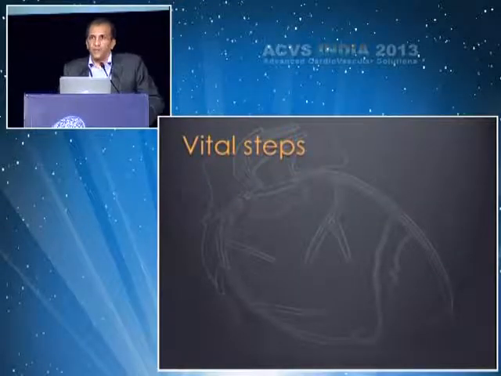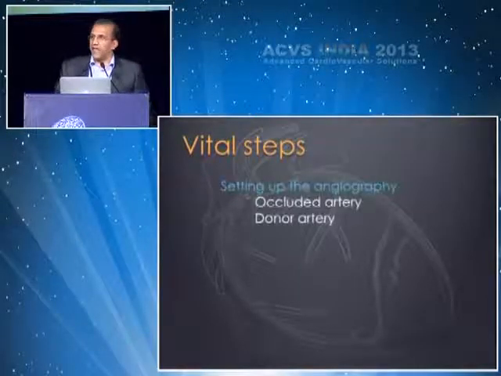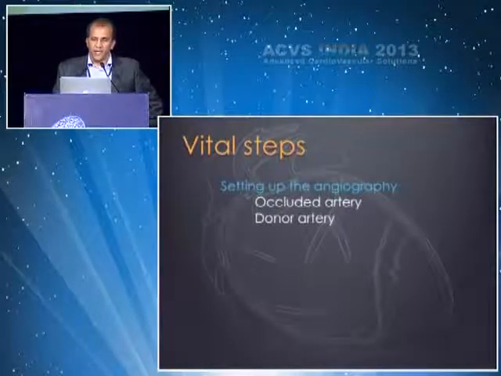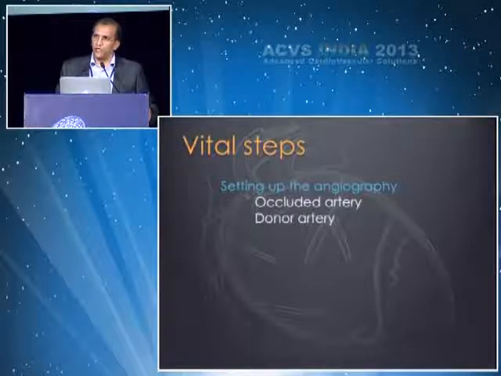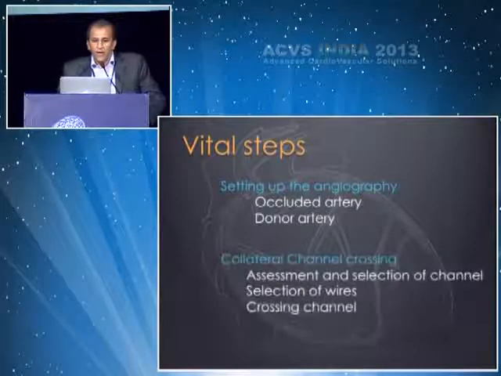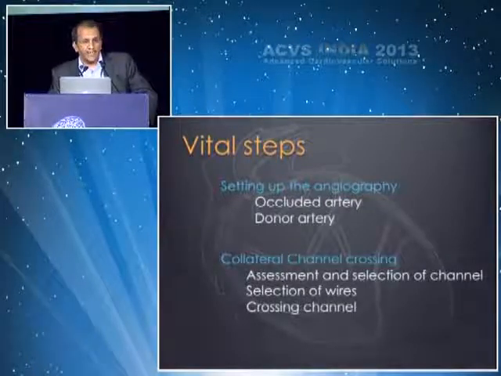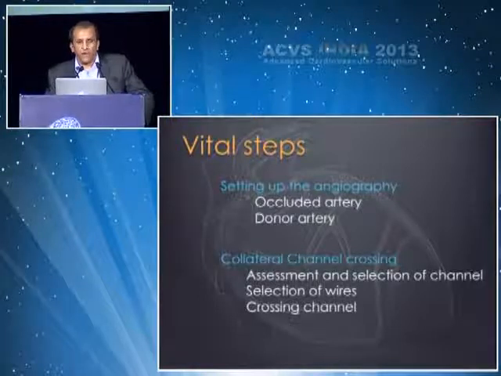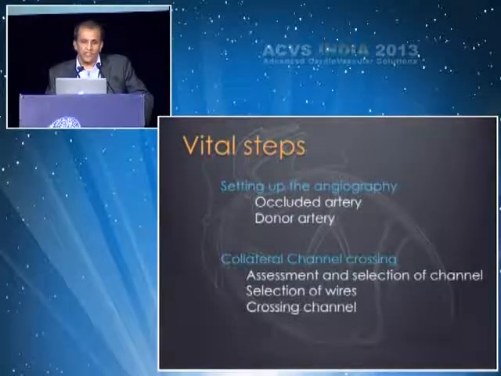The vital steps are setting up the angiography, which has been shown amply by various operators in this meeting, and that's the occluded artery as well as the donor artery. Collateral channel crossing is the next step: assessment and selection of channels, selection of wires, and crossing the channel is important.